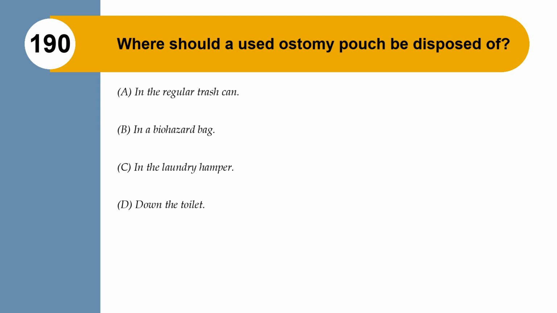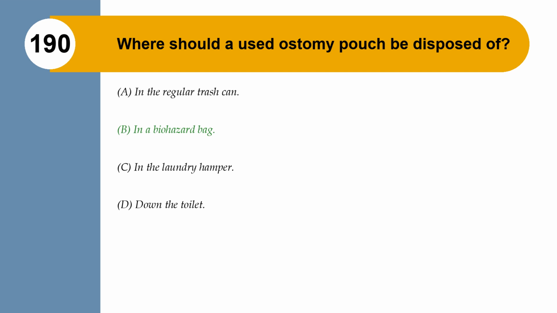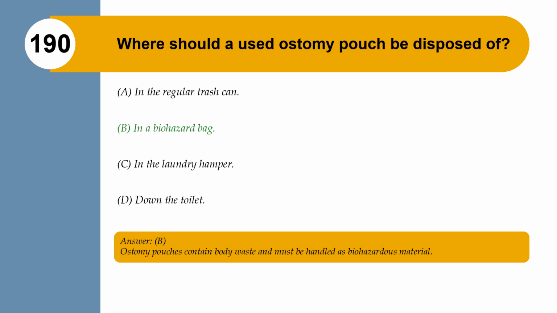Question 190. Where should a used ostomy pouch be disposed of? Option A, in the regular trash can. Option B, in a biohazard bag. Option C, in the laundry hamper. Option D, down the toilet. The correct answer is option B, in a biohazard bag. Explanation. Ostomy pouches contain body waste and must be handled as biohazardous material.